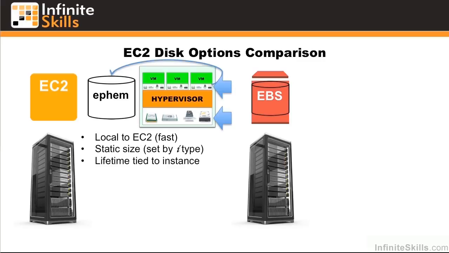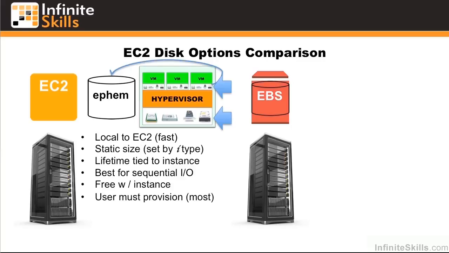Its lifetime is tied to the instance itself. There's no way to stop the ephemeral and store it off somewhere. It's optimized for sequential I/O. It comes free with your instance, and the user has to provision it. The reason Amazon did this is because a lot of users saw the disk just lying there before, and they'd start using it. When they realized that their machine crashed and there was no way to get that disk back, a lot of folks got very angry. So Amazon decided that if you're going to shoot yourself in the foot, you have to load the gun. You have to provision the ephemeral disk when you spin up your instances.